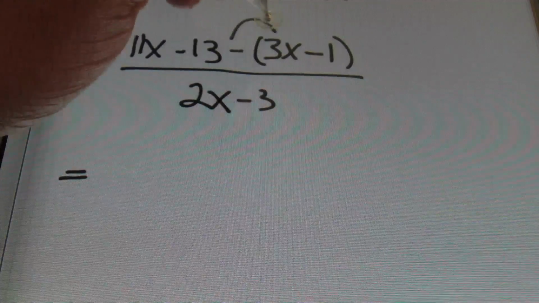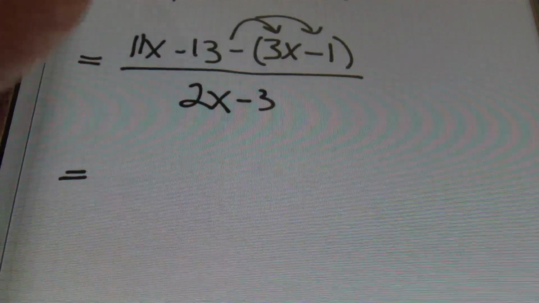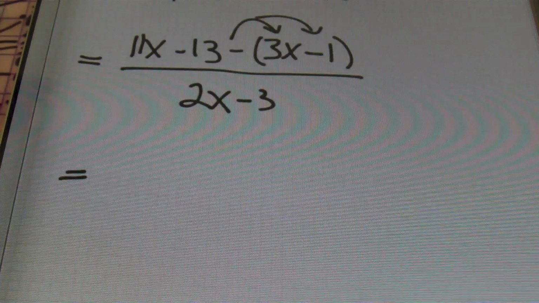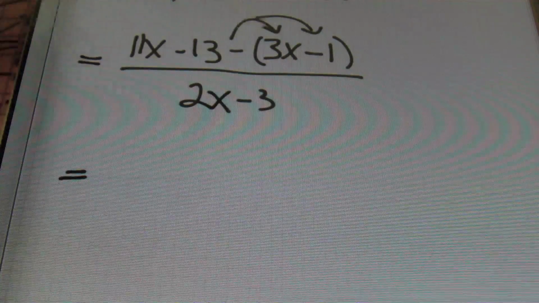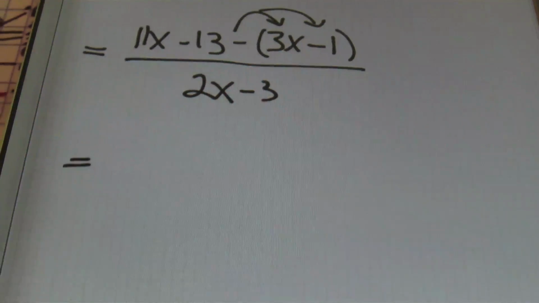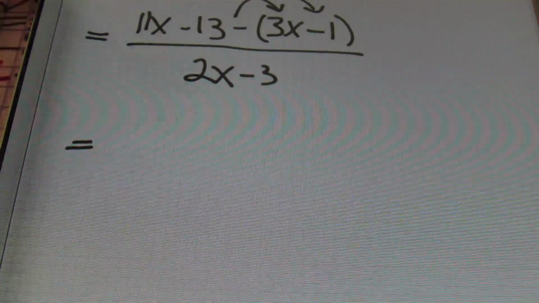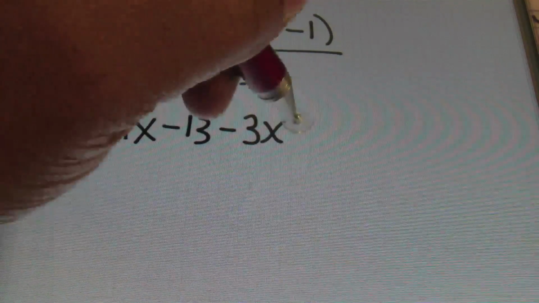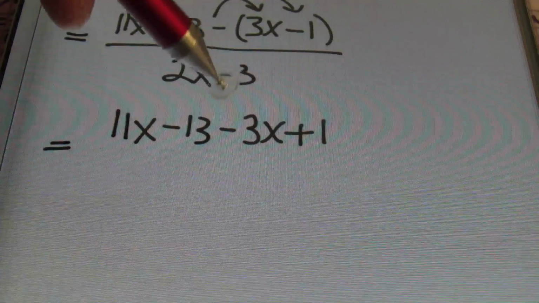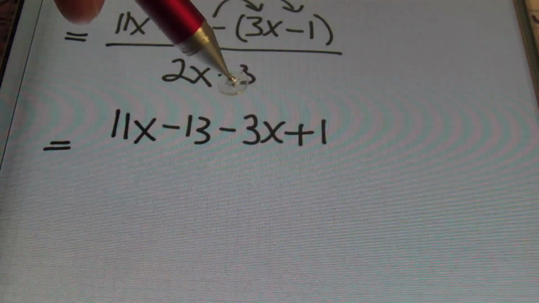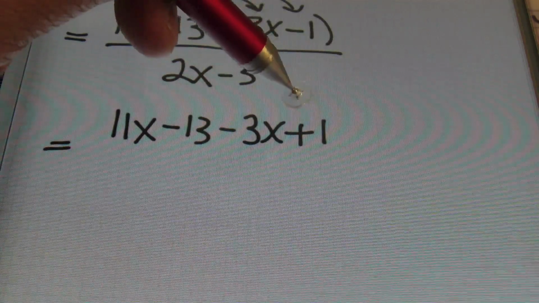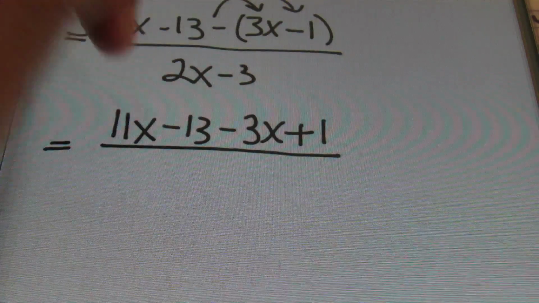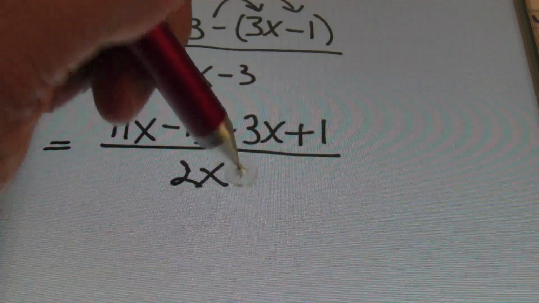So I'm going to get my arrows popping, because you know by now that I love the distributive property. So I'm distributing that negative there. I'm going to end up rewriting this as 11x minus 13 minus 3x plus 1. That's why it's important to distribute that negative, because it not only affects the 3x, but it also changes the sign of that negative 1 into a positive 1. All of this is going to be over 2x minus 3.